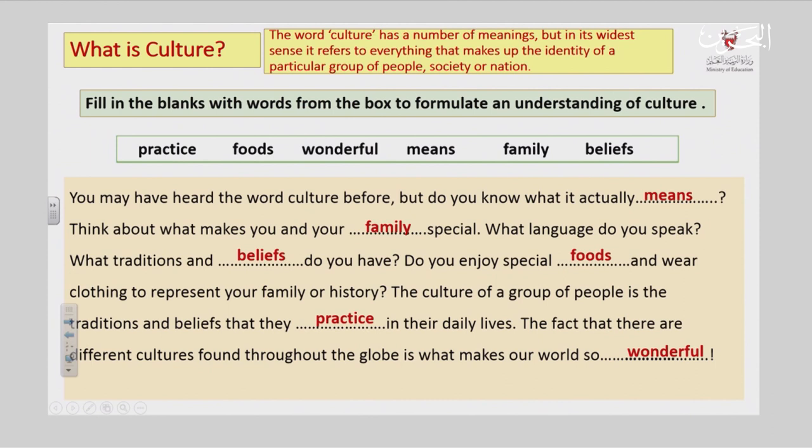The culture of a group of people is the traditions and beliefs that they have practiced in their daily lives. The fact that there are different cultures found throughout the globe is what makes our world so wonderful.